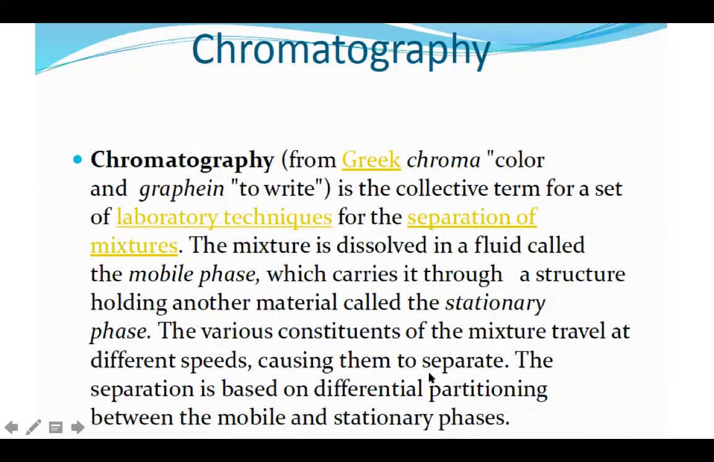Mobile and stationary phase react with one another, and different compounds in the mixture have different molecular weight as well as their solubility, or polarity, in the solvent, and their attachment to the stationary phase. So when you run the mixture through a stationary phase, the speed of the movement of the compounds becomes different. As a result, we can get the separated compounds.